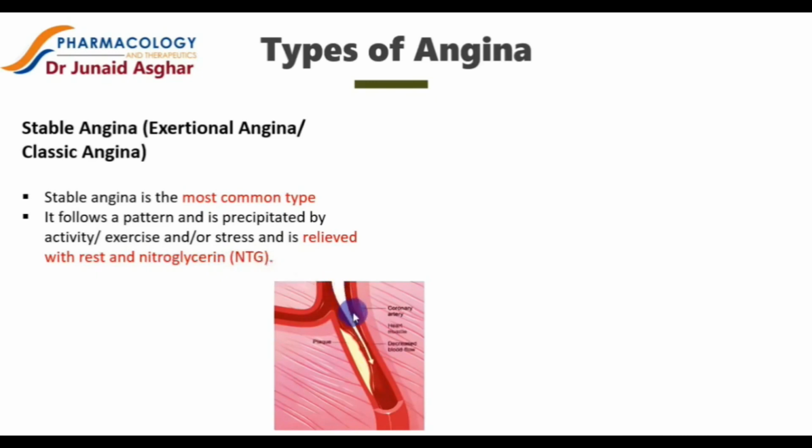So as you can see here, this is a coronary artery. The blood supply to this part of the myocardium is restricted due to this plaque formation, and this is a classic example of stable angina or exertional angina or classic angina.